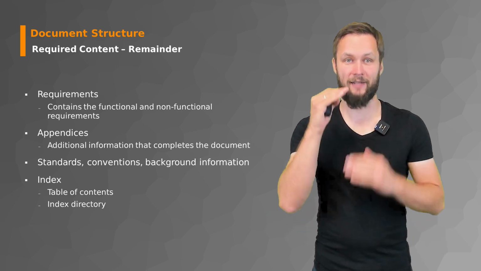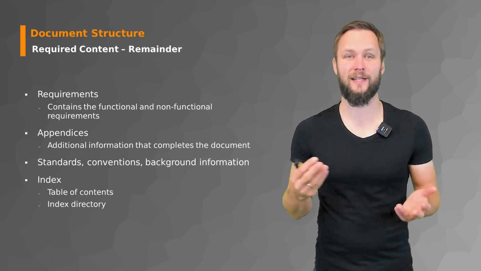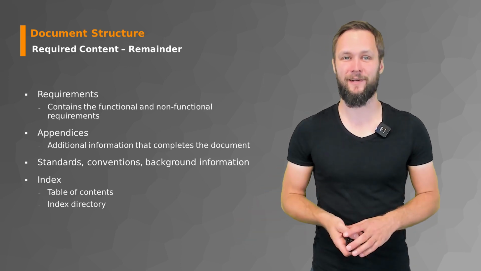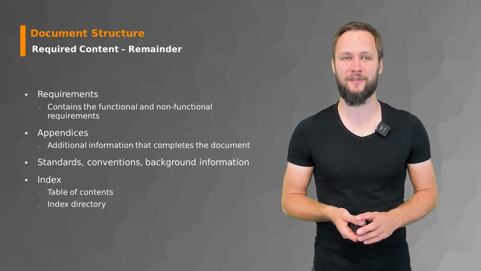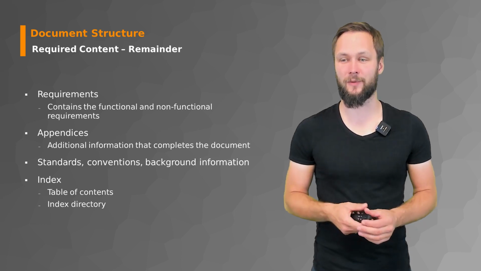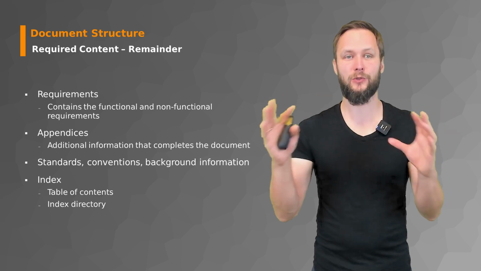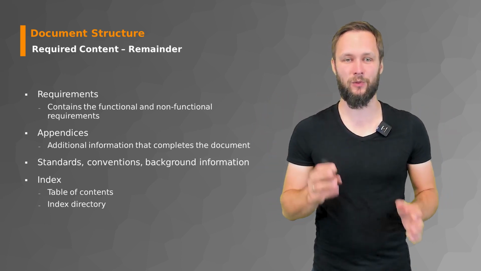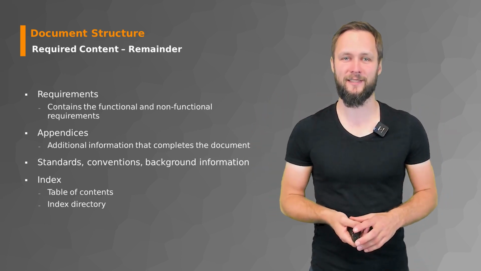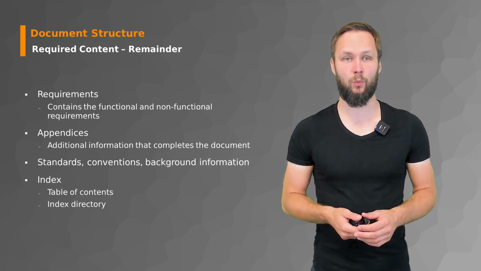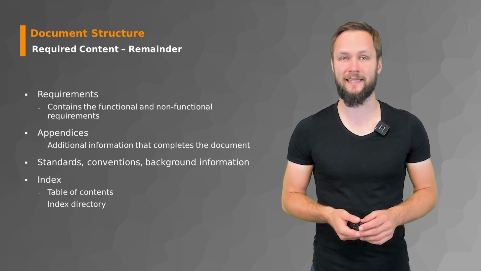This we're going to cut very short now, but it's actually the main part of your document: the requirements. It contains the functional and non-functional requirements of your system, and also the constraints that might not be part of the previous section. So the huge big chunk that we'll fill using the documentation techniques that come in the later videos. And then the appendix, where you have additional information that completes the document.